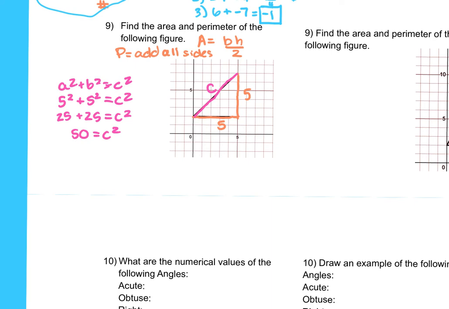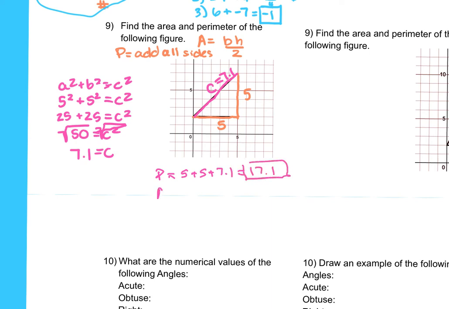That equals c squared, but we want c, not c squared, so the opposite of squaring something is to take the square root, and what we do to one side, we do to the other. So that square and the square root cancel, and the square root of 50 is approximately 7.1. So we found this c to be 7.1. Now we just need to plug into the formula. So for perimeter, we're going to add all 3 sides. So 5 plus 5 plus 7.1 makes 17.1.